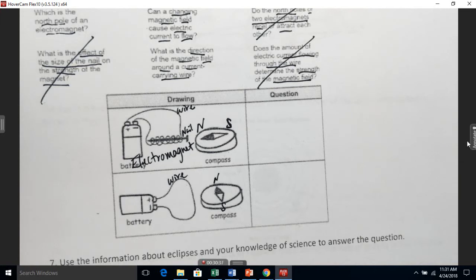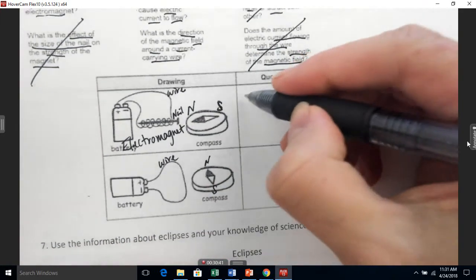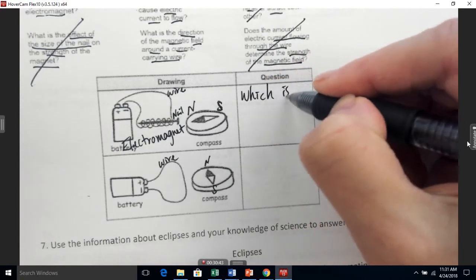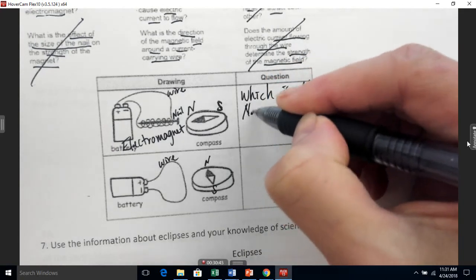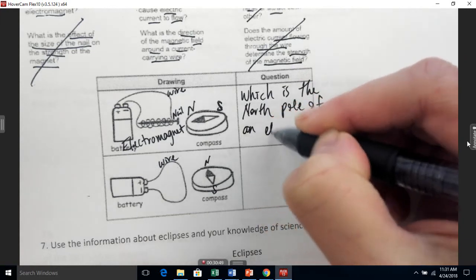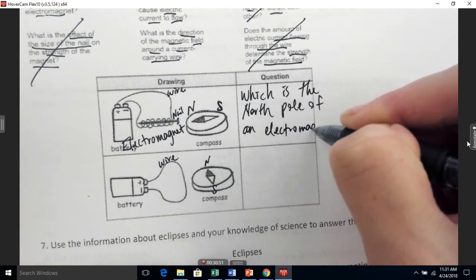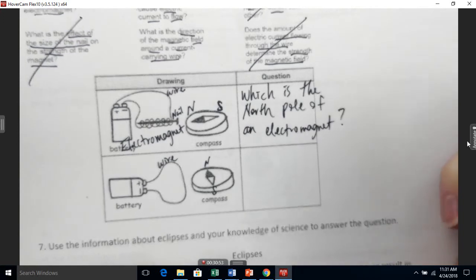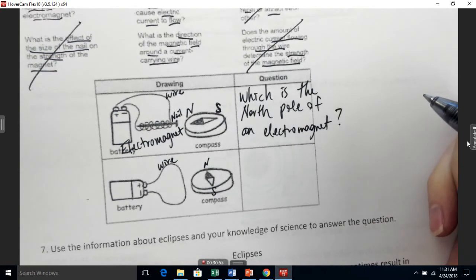So, with what's left, what goes with the first one? Oh, which is the north pole of an electromagnet? For the first one, I put what is the direction of the You get it? Yeah. It's kind of hard. No, it's not. I mean, there's 3 of them.